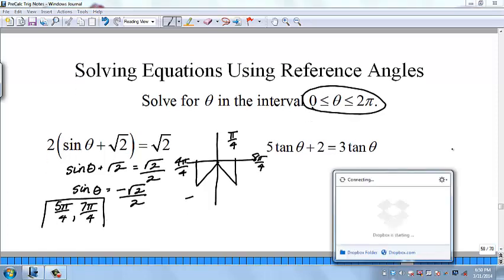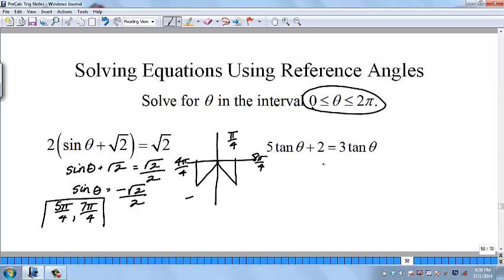Let's try this one here. I want to solve for tangent of theta, so I'm going to move this over here. So if I subtract 3 tangent of theta, I have 2 tangent of theta. And then move the 2 over, equals -2. And then divide it, so I have tangent of theta equals -1. And I know the tan of 45 degrees, or pi over 4, is 1, so I know my reference angle is pi over 4.